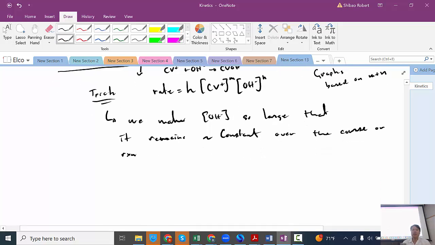But the hydroxide concentration has to be so large that you barely eat into it over the course of the reaction, so it barely changes. And so if we can make the hydroxide concentration constant, that is, the initial and the final are about the same, then the hydroxide is constant.